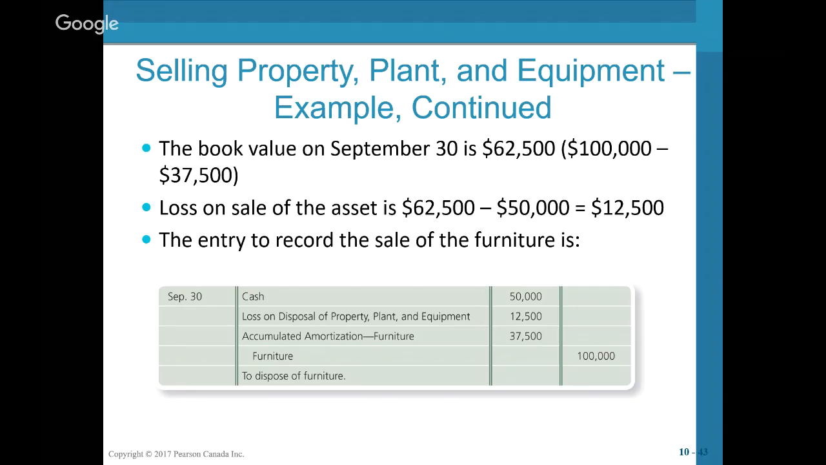So the important thing here is, well, one, were you able to work out the accumulated depreciation of 37,500? The credit to furniture would be 100,000. The debit to cash would be 50,000, right? That's how much cash we received.